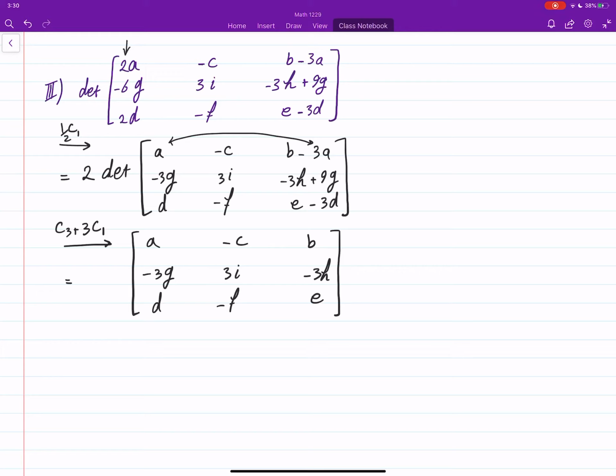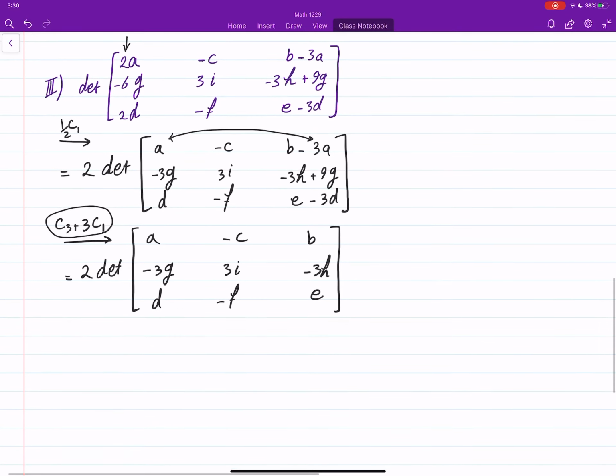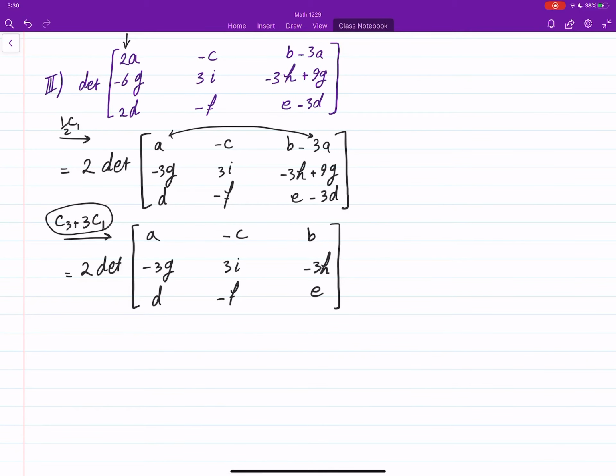Very nice. Now you see that we can factor out. Oh well, what did this operation do for us? This operation doesn't change the determinant. We have that 2 from before, we have to carry over. Very nice. You see that row 2 is a multiple of 3. I would say a multiple of negative 3.